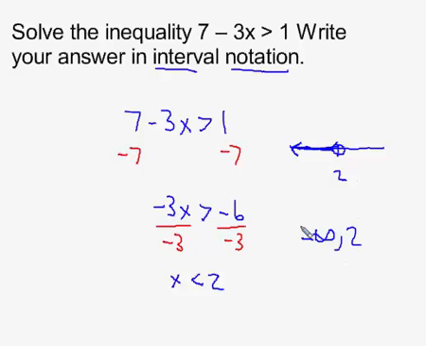You never include negative infinity or positive infinity. You indicate this by using a parenthesis, and then since x cannot be equal to 2, there is no equal symbol here, you use a parenthesis rather than a bracket. So this would be my solution in interval notation.